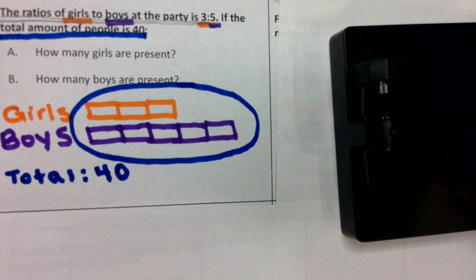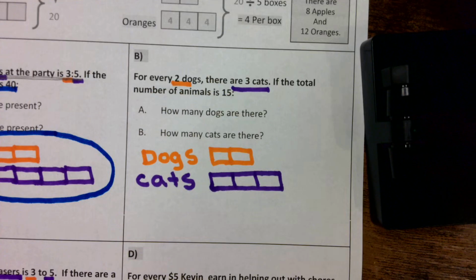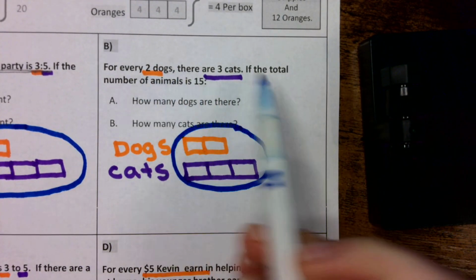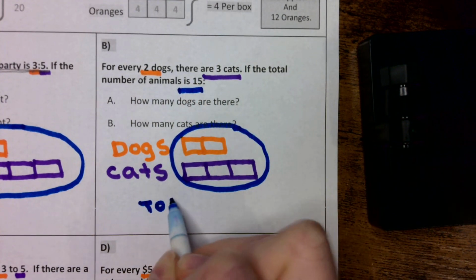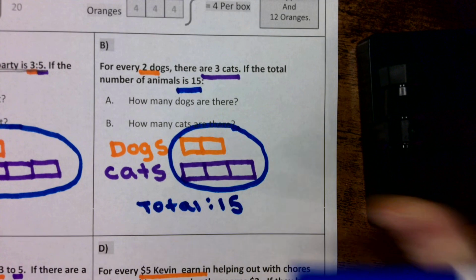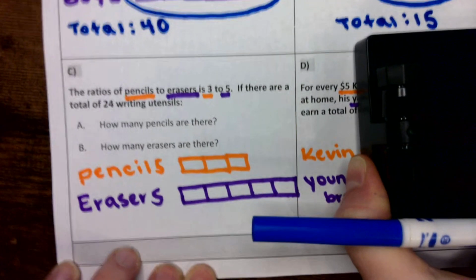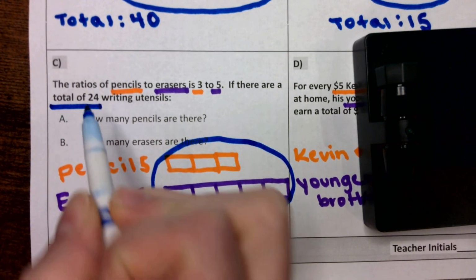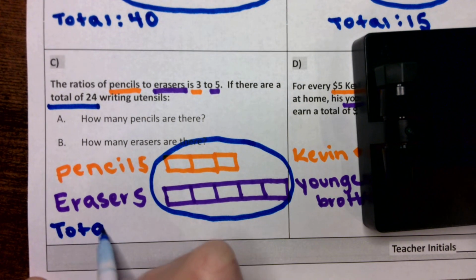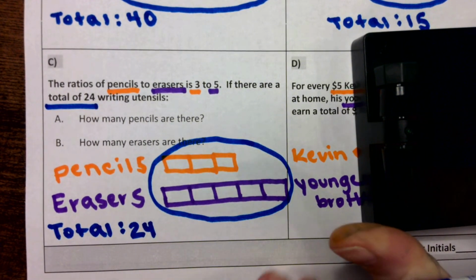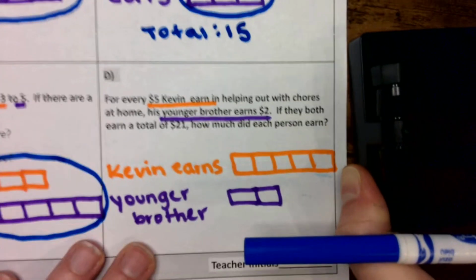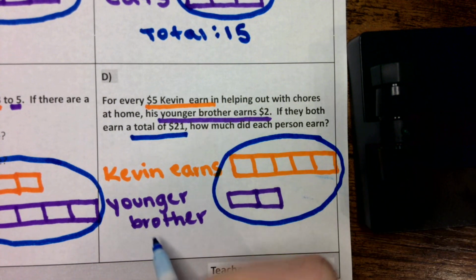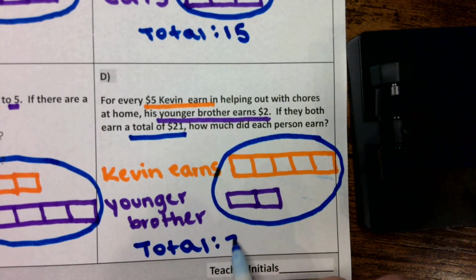Let's practice just that step for B, C, and D. Go ahead and circle and label the total. So for B, you should have circled all of the boxes. The total is 15. For C, circle all of the boxes. The total is 24. And then for D, the total is 21. Circle all of our boxes, and you guessed it, right? Total 21.